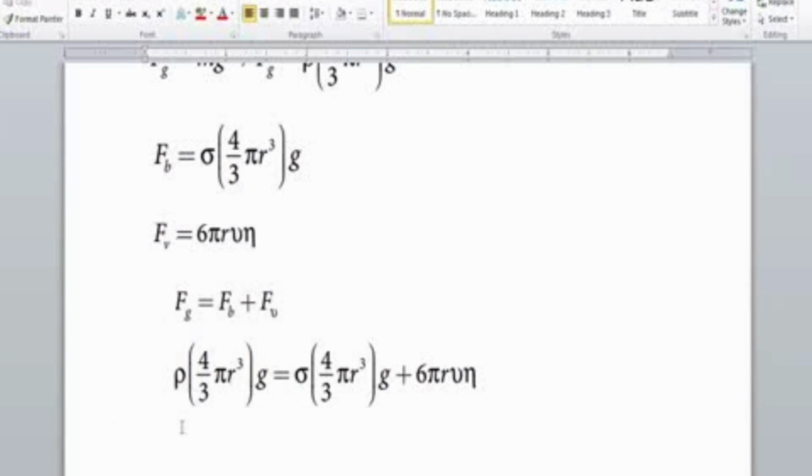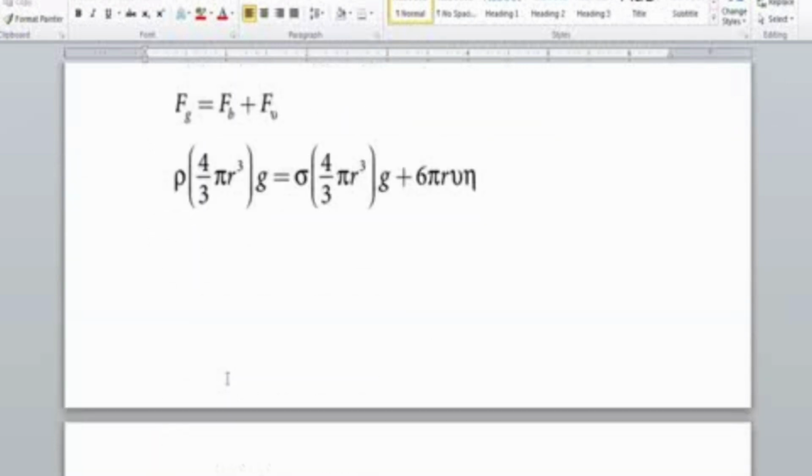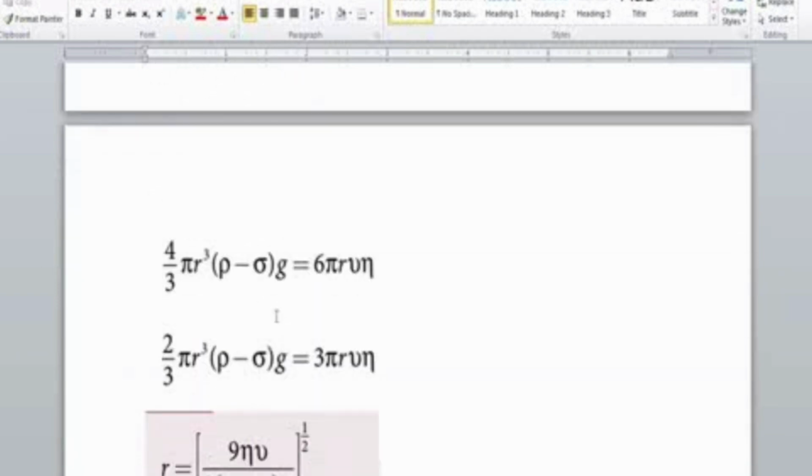So substituting all the equations, Fg equal to rho into 4 by 3 pi r cube into g, equal to sigma into 4 by 3 pi r cube into g, plus the viscous force, 6 pi r eta v. Right. Now you can take that equation to the other side. Bring the sigma term, sigma into 4 by 3 pi r cube g, to the left side. Then 4 by 3 pi r cube is common and g is also common.